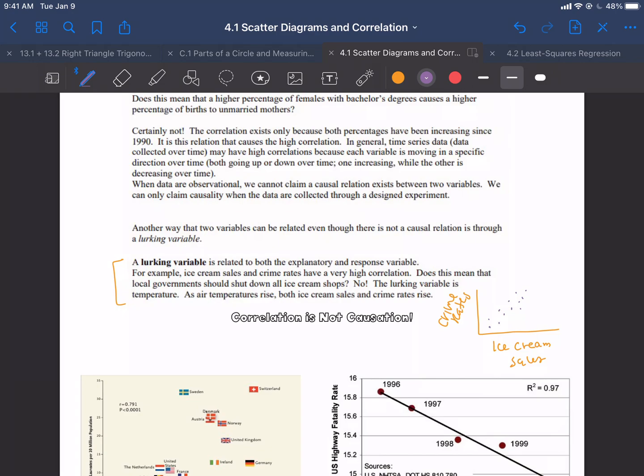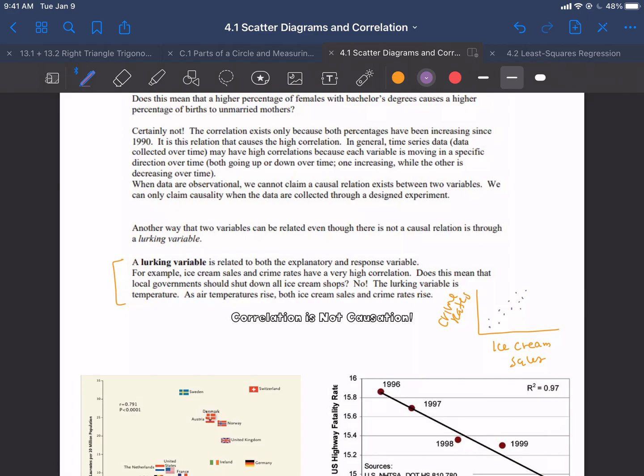Temperature gets warmer, people are more likely to be out. So you might be going out, you know, you're out in the city, in the town. Crime rates may increase, whether it's burglary or whatever, and you also are more likely to get ice cream when it's warmer. So they don't have anything to do with one causing the other to happen. We have that lurking variable of temperature.